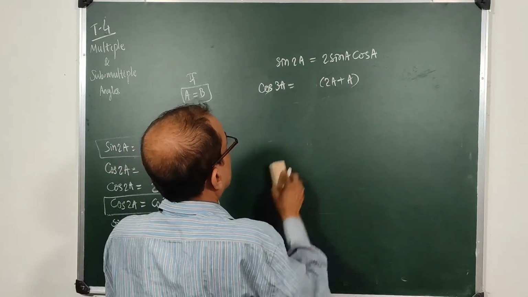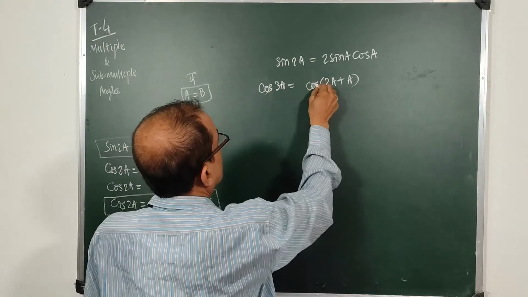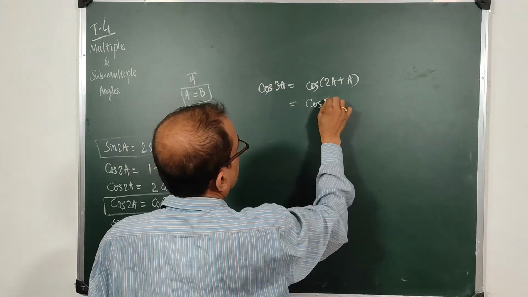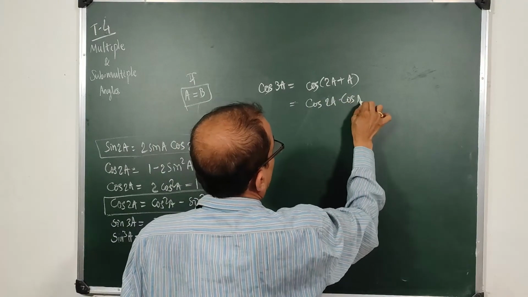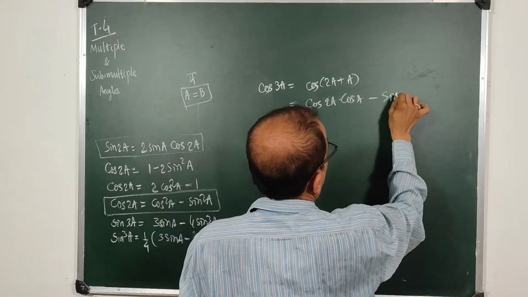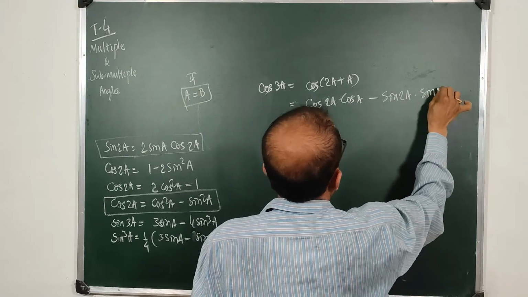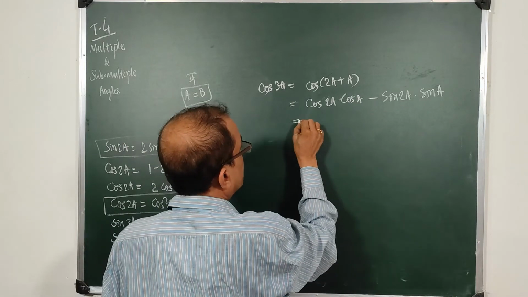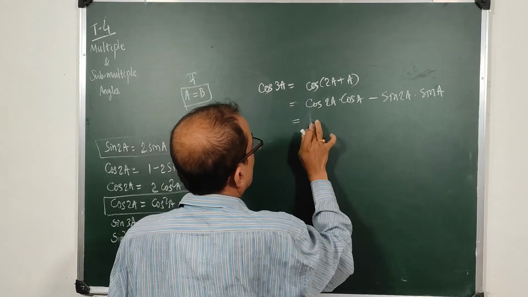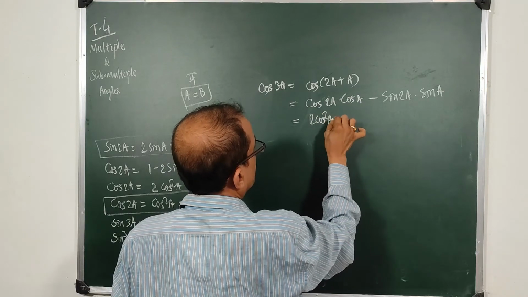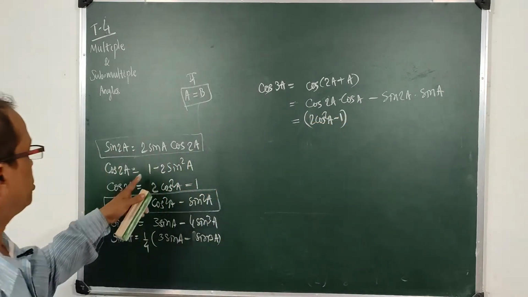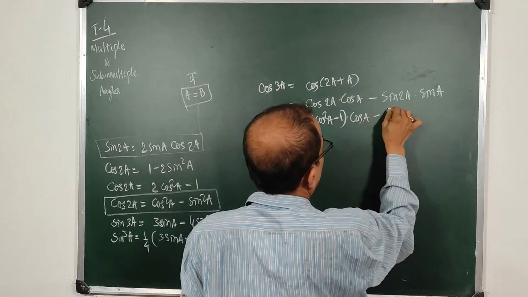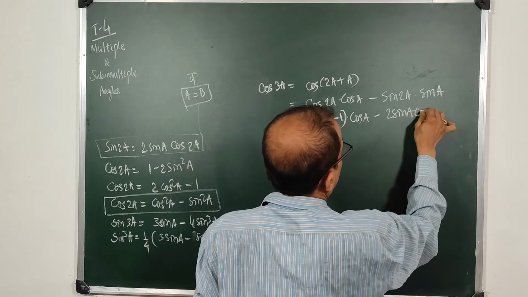This will be cosine of 3a, so cos of 2a plus a, and this is cos 2a into cos a minus sin 2a into sin a. If we want to convert this whole into the cosine form, then we write 2 cos square a minus 1, the cosine form of cos 2a, into cos a, minus 2 sin a cos a into sin a.